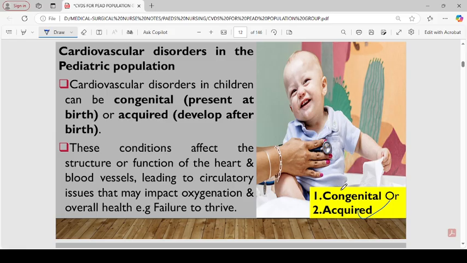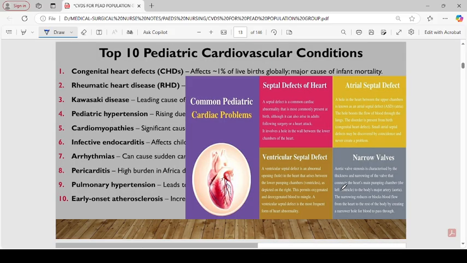The congenital one will be present at birth, while acquired will develop after birth. So we have several top 10 disorders, right? Starting from the congenital heart disorders, which we have said could be acyanotic or cyanotic, right? Cyanosis will be present at birth, and the shunting is right to left. While for the acyanotic, we're saying that there will be no cyanosis at birth, and the shunting is left to right, right?